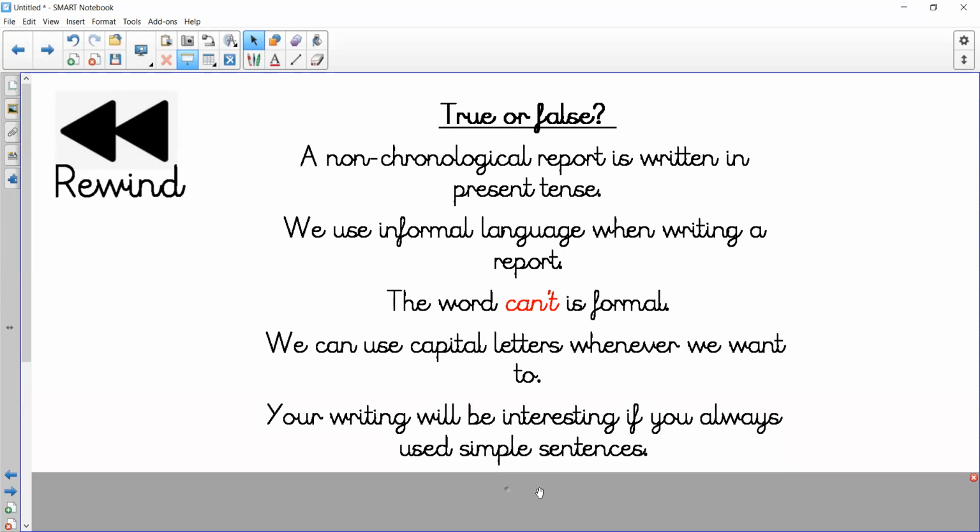Next one, your writing will be interesting if you always use simple sentences. Again, hopefully you've realised that is false, because if we're always using simple sentences, it's very basic, a very Year 1 way of writing. So we're trying to use a lot more complex sentences, a lot more compound sentences as well. So in fact, all of these were false, false, false. I'm still struggling with that one. The word can't is formal. It's not, so it's false. They're all false. Everything's false.